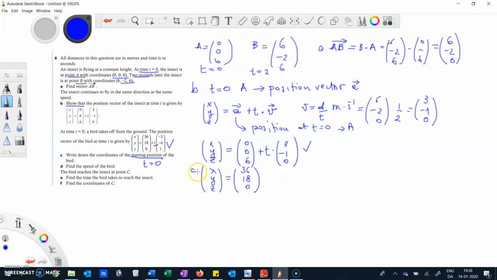For point D, it's asking to find the speed of the bird.